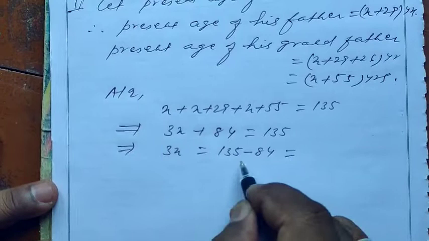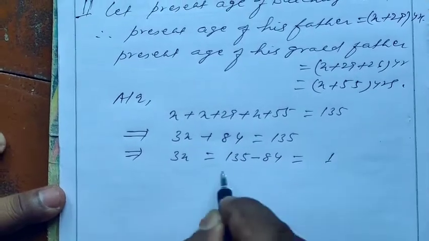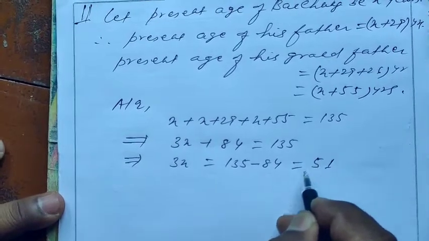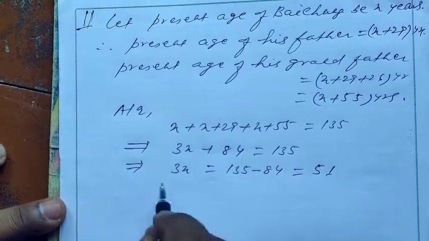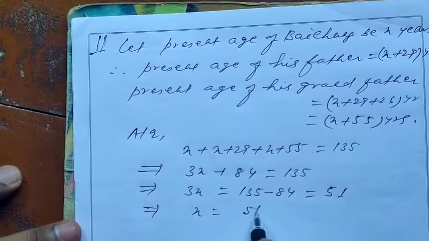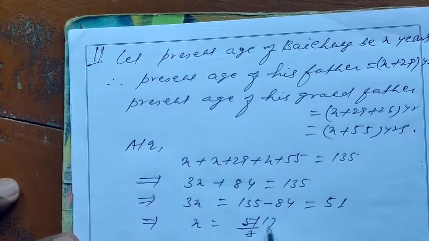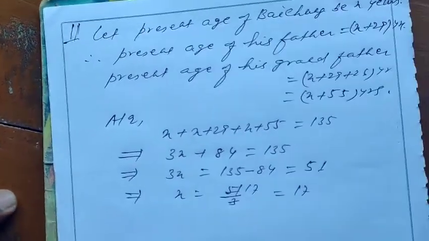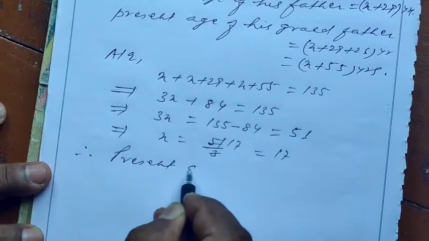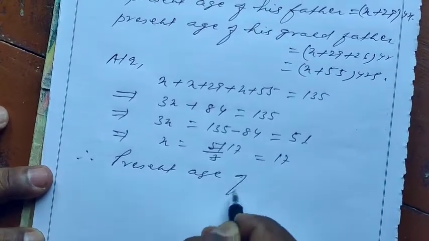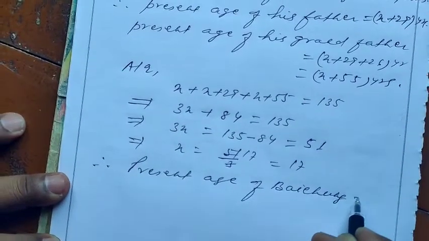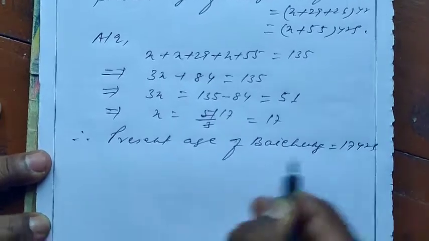This is equal to 51 years. 3x equal to 51, and therefore x equal to 51 by 3, which is 17. Therefore, the present age of Baichung is equal to 17 years.